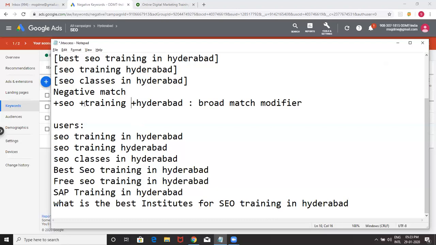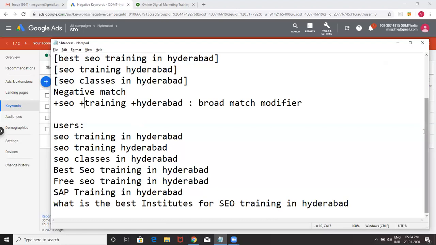This is very good, but only experienced people should use it. For most of my campaigns, I use this anyway. But as a fresher, you should not try it. If you don't use it in a proper way, again you will lose money. But once you get experience, go for a phrase match. This is for broad match modifier.